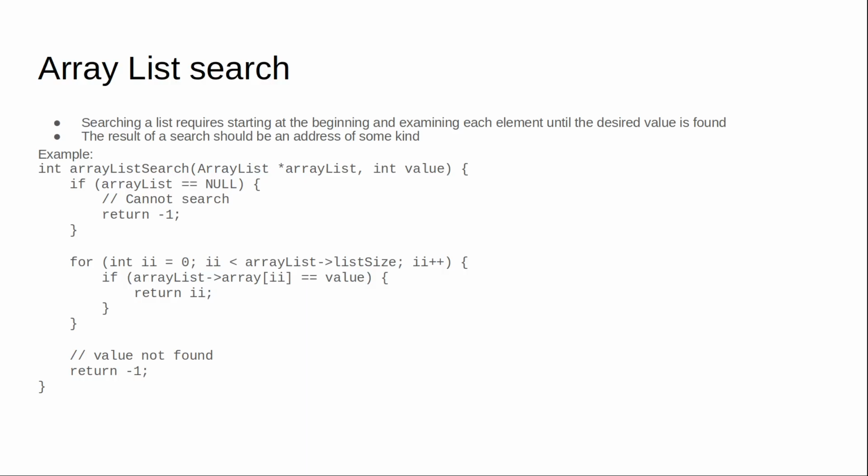Okay, if we go all the way through our for loop, all the way from 0 to list size, and we never encountered our value, then the value isn't in our list. It's not in the array that we searched. So we're going to return -1 back to our caller in that case.